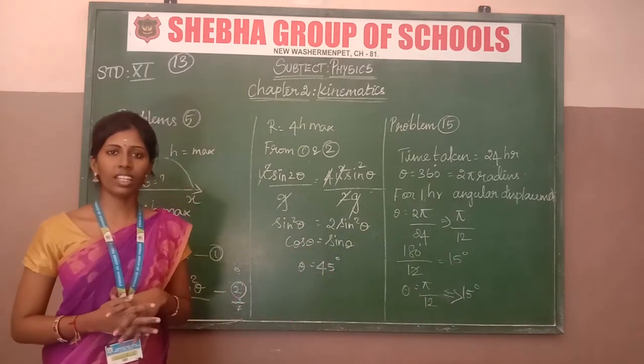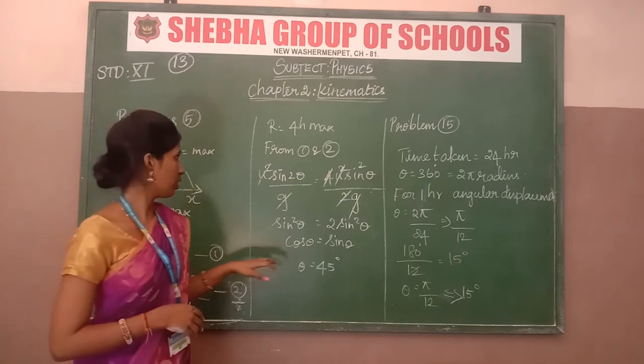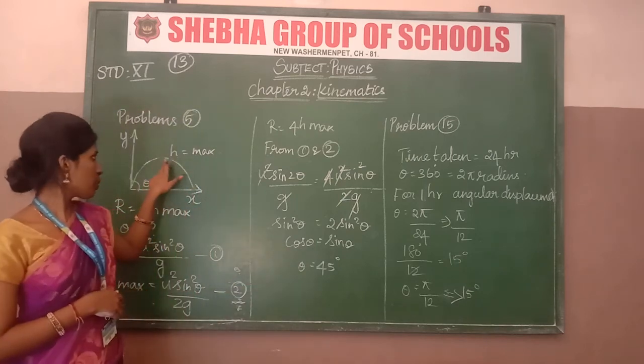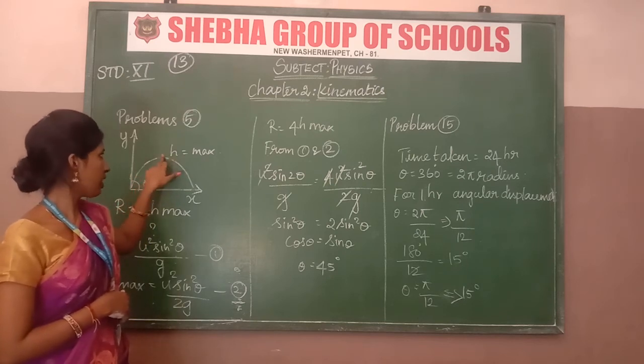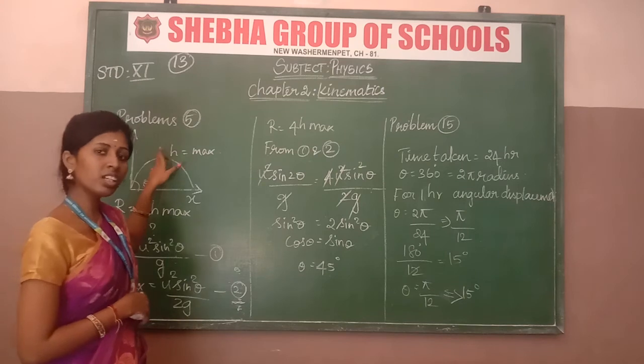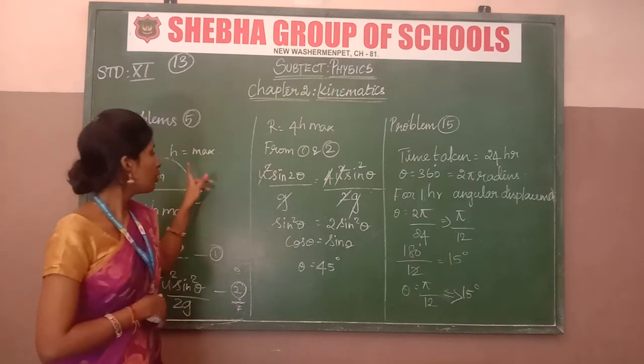Finally, what angle are we getting? We get a 45 degree angle. So the maximum height is reached up to the 45 degree angle. After that, what is the velocity? It is 0. So, this is the fifth problem.